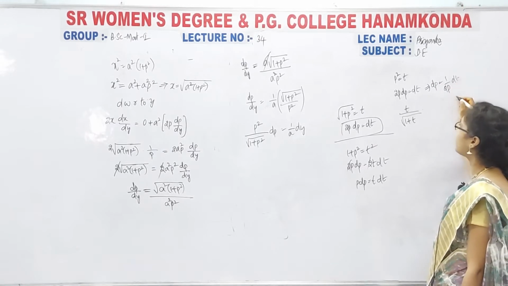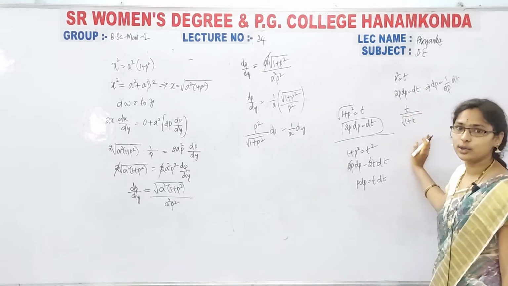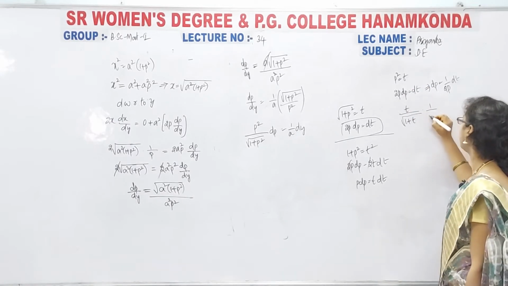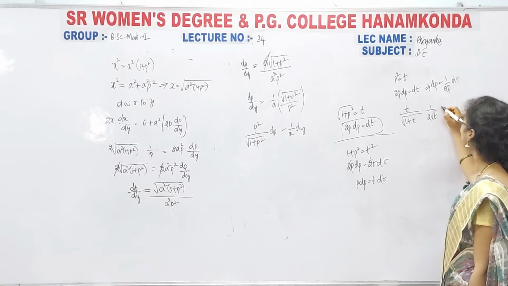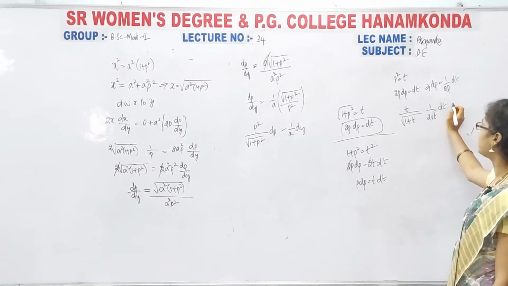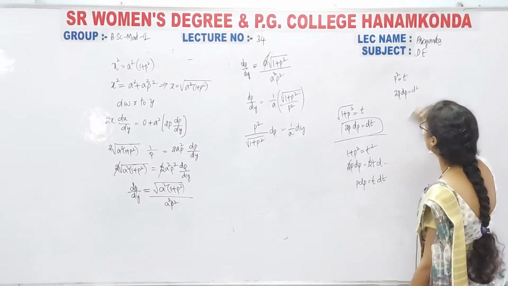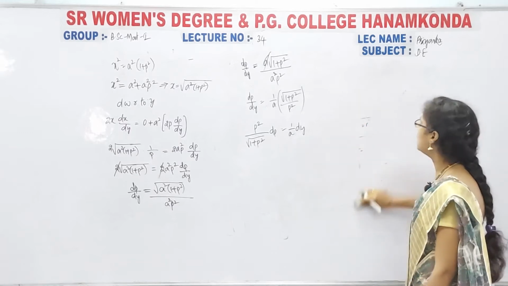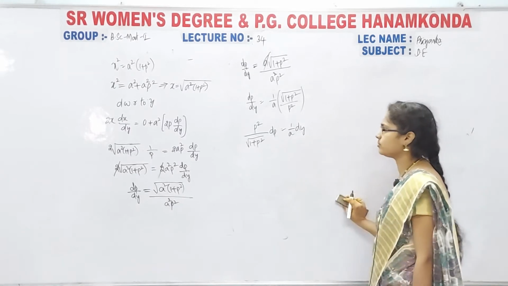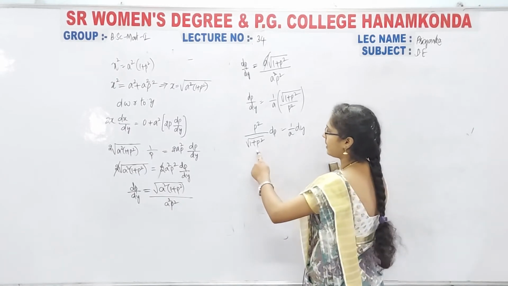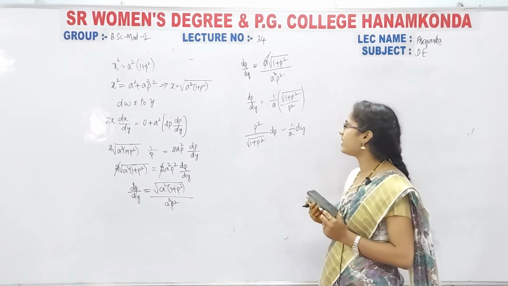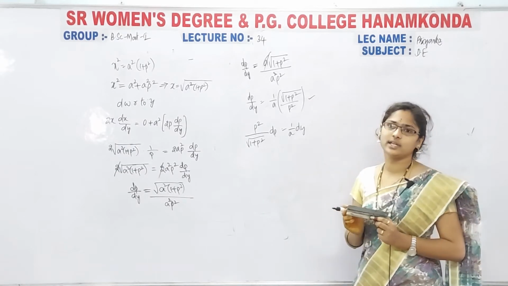And what is the p value here? p is nothing but root t. So now 1 by 2 into root t into dt. Like this we will get. But by taking this one also, we will not get the solution, right? So now here what we have to do is simply p square by under root of 1 plus p square. Now what we have to go for is the linear differential equation.